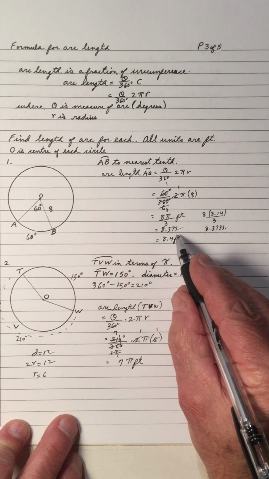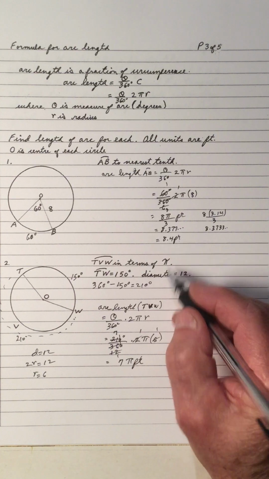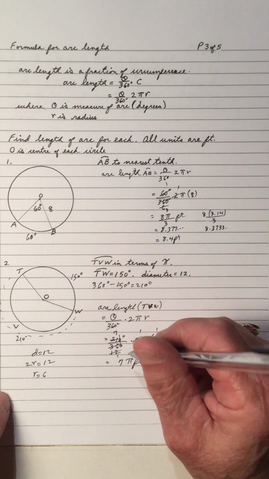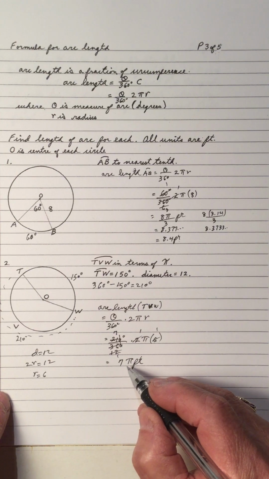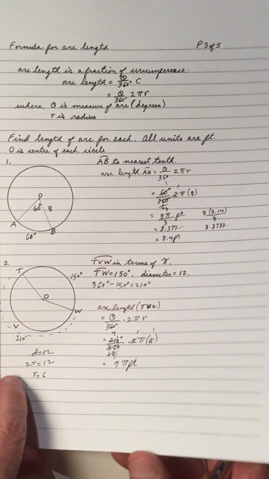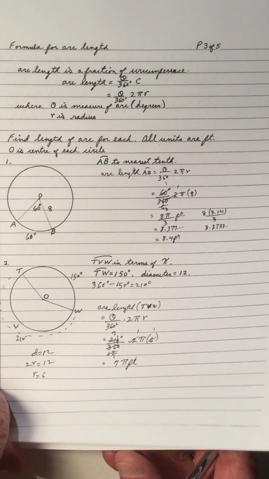So notice here, I'm rounding it to the nearest tenth. Here, I'm getting the answer in terms of pi. If you want a decimal for it, you take 7 and multiply by pi, and you get a decimal for it. But we want it in terms of pi. That's the exact answer. Okay, let's continue with another one.